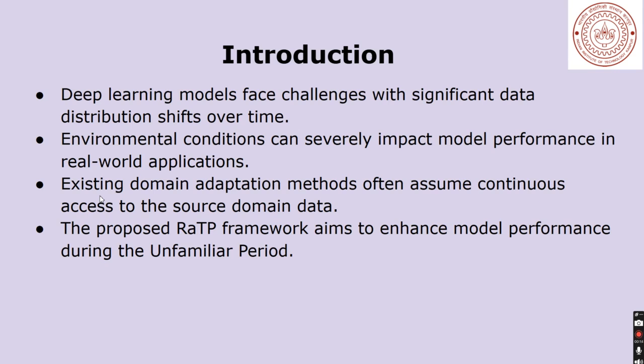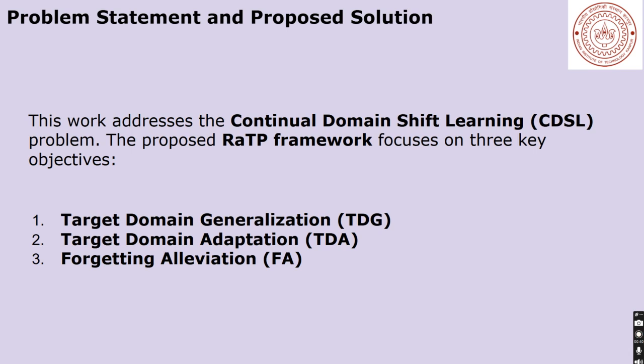Deep learning models struggle to maintain performance during significant data distribution shifts, especially in the unfamiliar period when encountering new or unseen environments. Existing domain adaptation and generalization methods are limited by poor performance during sudden shifts, reliance on source data, and catastrophic forgetting of learned domains. The proposed RATP framework aims to enhance model performance during the unfamiliar period. This work addresses the continual domain shift learning (CDSL) problem.